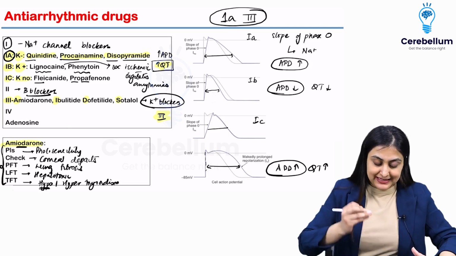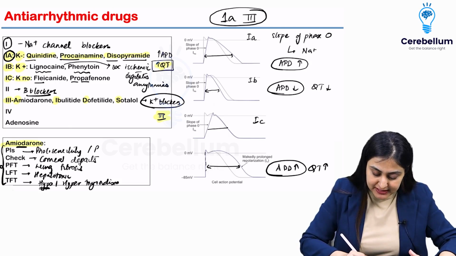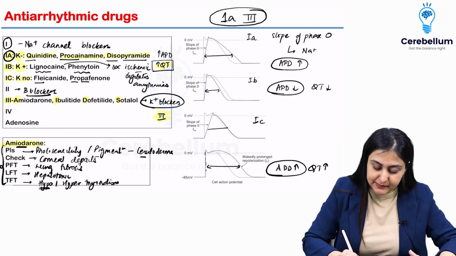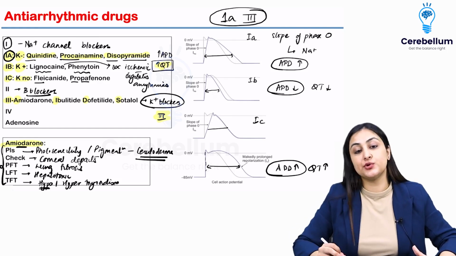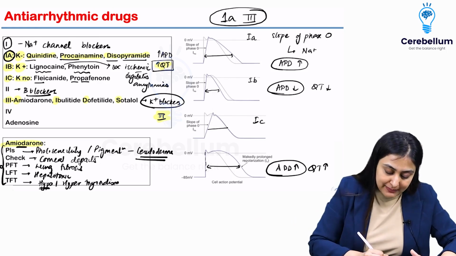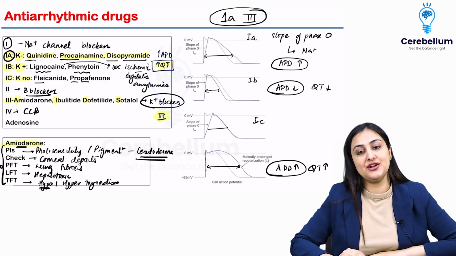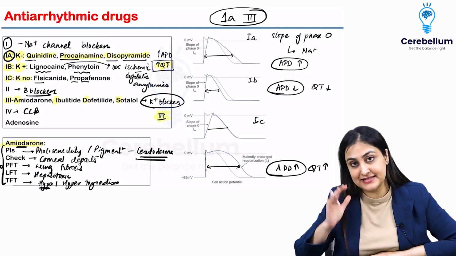Apart from this, in amiodarone, you also want to remember there is P for pigmentation, which is also known as ceruloderma. So it causes this dermal pigmentation, which results in a bluish nature. So this is ceruloderma as well. Okay, now coming back to class 4. So class 4 is your calcium channel blockers. Alright, so calcium channel blockers, as you know, will decrease the plateau phase.